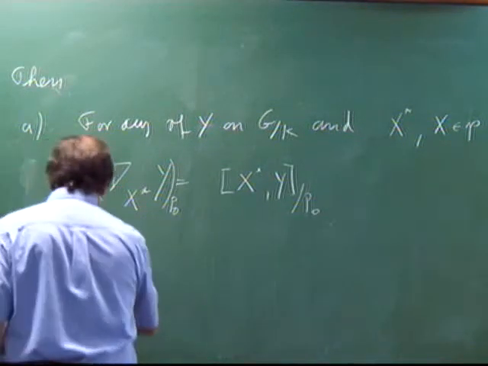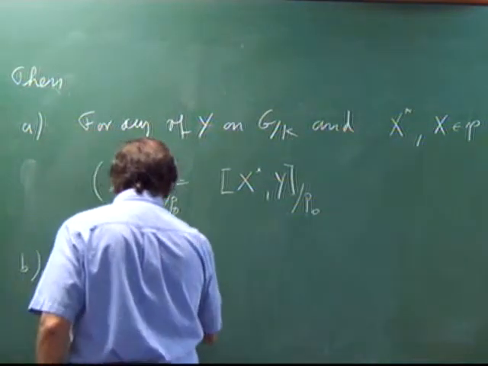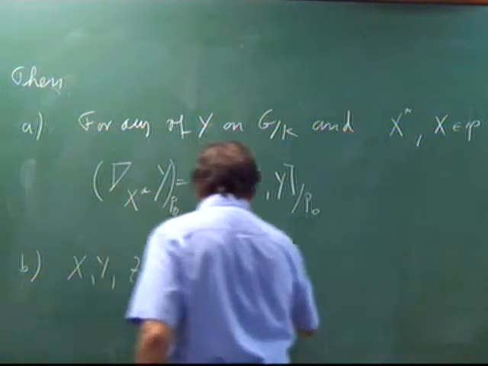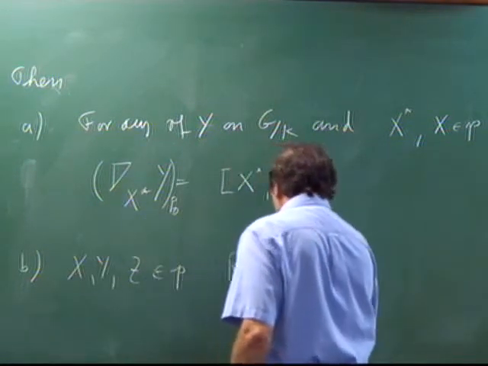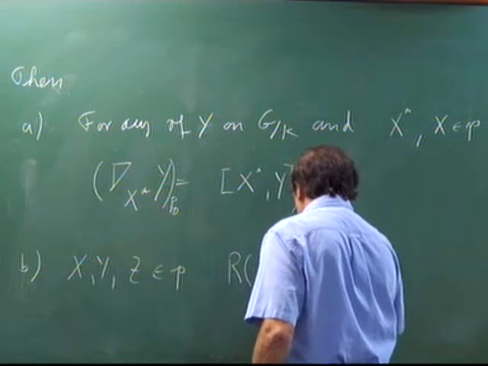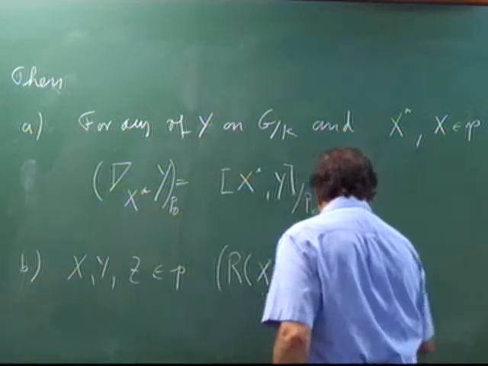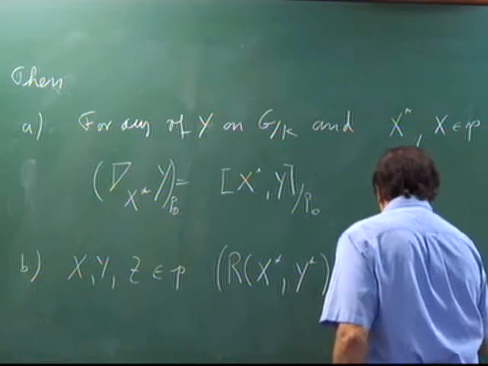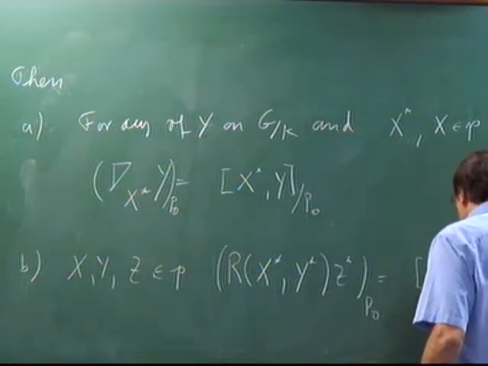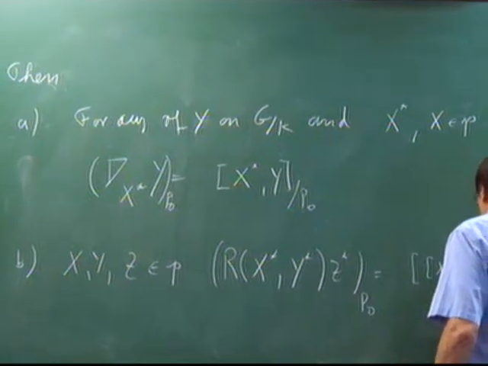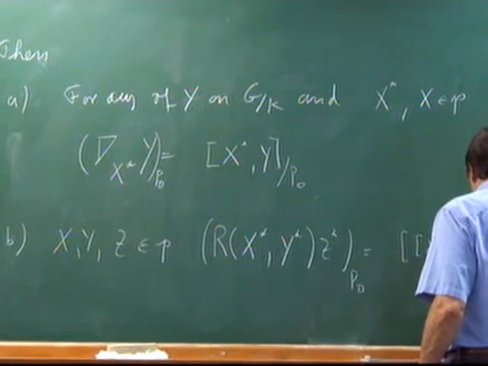Now, if I want to describe the curvature, then I take three vectors in P. I want to describe the curvature applied to X*, Y*, Z*, but again, only at the point p_0. And that, I claim, is a triple Lie bracket.